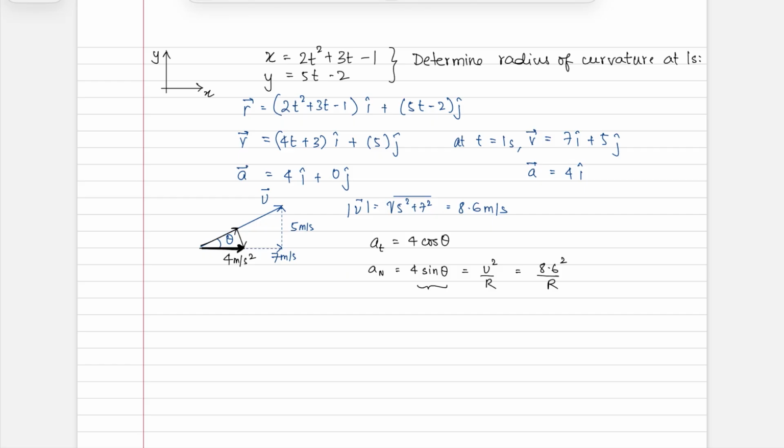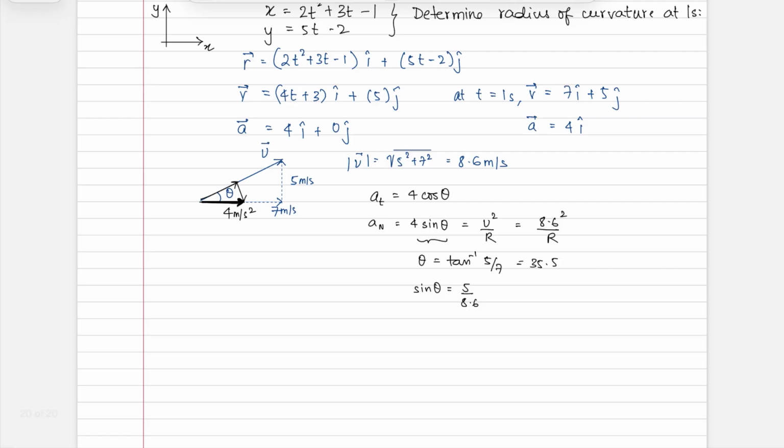So you can do theta is equal to tan inverse of 5 over 7 to obtain 35.5, or you could directly have that sine theta is equal to, if you look at this right triangle, this would be 5 over 8.6, would be your sine theta.